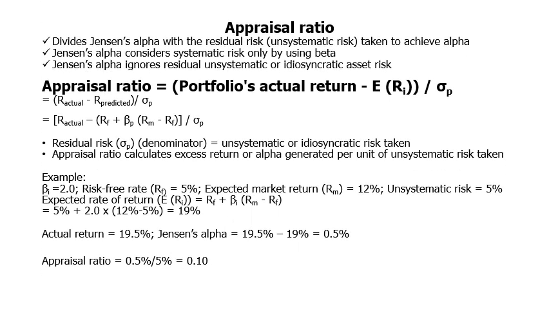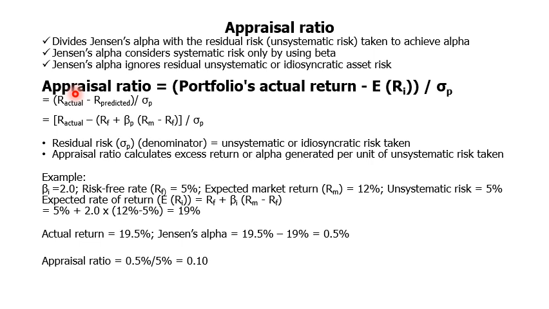Let's now discuss the appraisal ratio, which is slightly different, as it divides the Jensen's alpha by the residual risk, which is the unsystematic risk taken to achieve alpha. Jensen's alpha, as you know, considers systematic risk only because the formula contains beta. Jensen's alpha ignores the residual, unsystematic, or idiosyncratic risk.